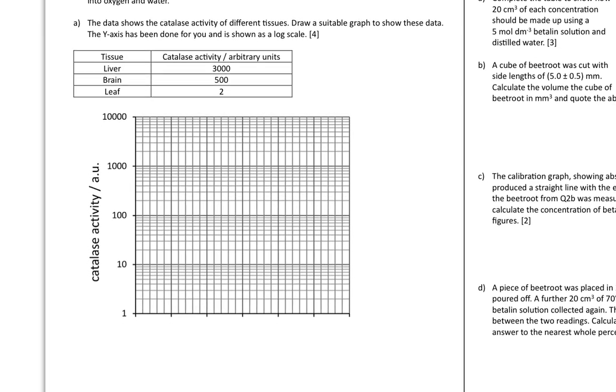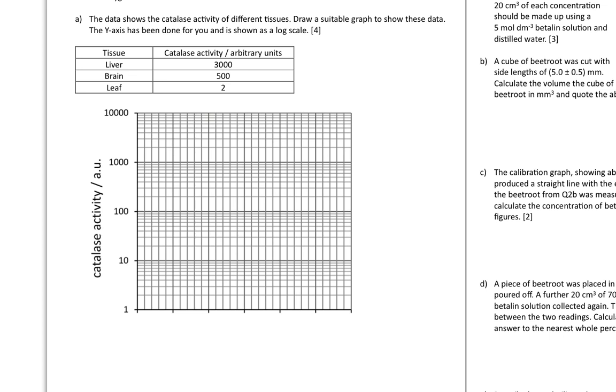I'm going to do it a bit faster. I'm going to call the tissues A, B and C. I've got a ruler on my iPad, but I'll do my best. So liver's 3000. Remember the log scale: this is 1000, 2000, 3000, so it's this line here. Let's get that one in. So that's A. Again, I would use a ruler.